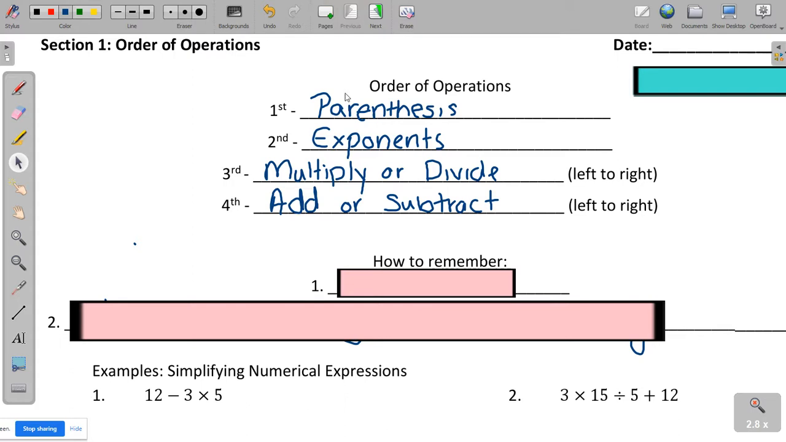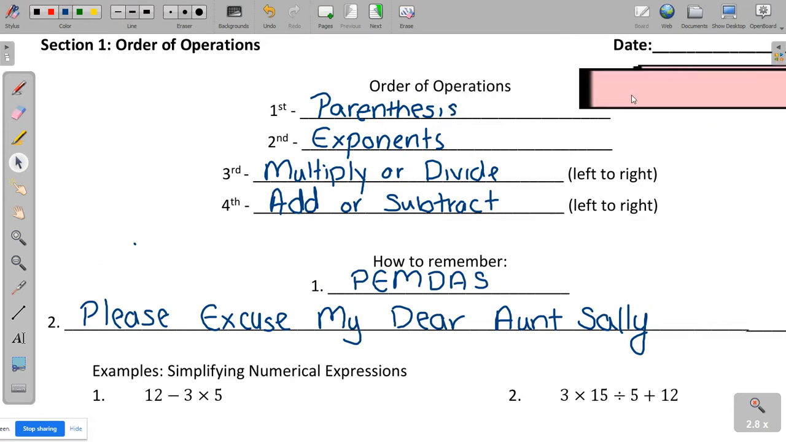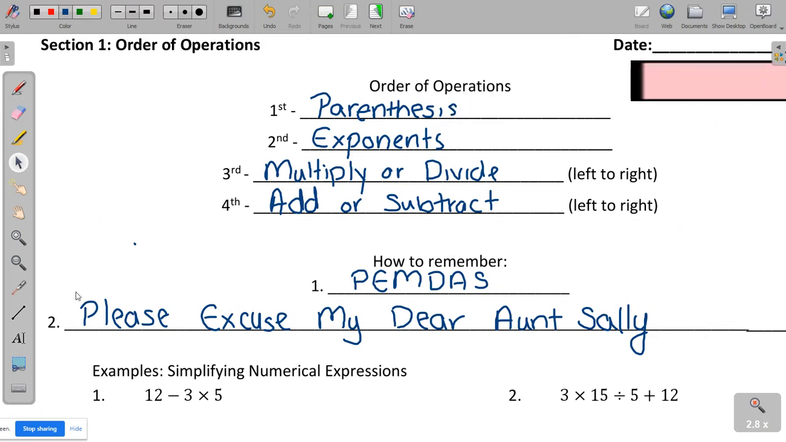A way to remember order of operations and what operations to do first, one way is PEMDAS. It's the letter of each operation. So PEMDAS. Another one that I grew up learning was, please excuse my dear Aunt Sally. So the P for parentheses, E for excuse, or for exponents, M for multiply, D for divide, A for add, S for subtract.